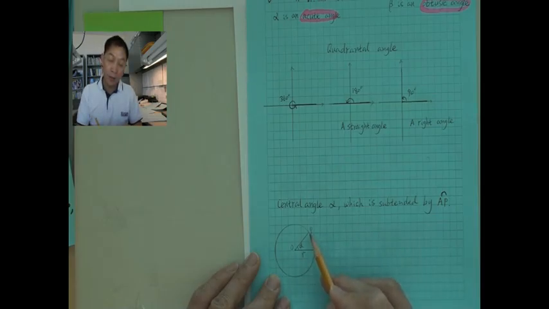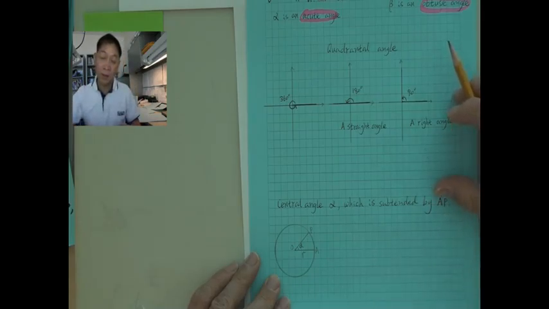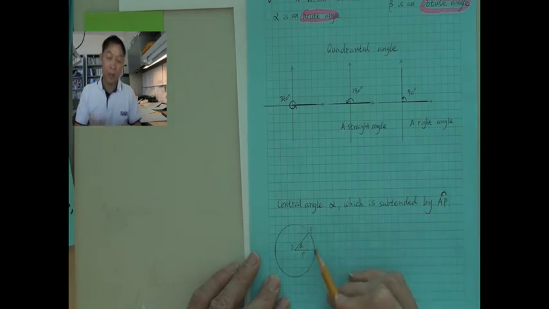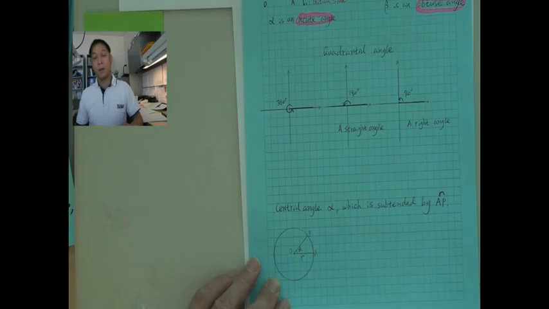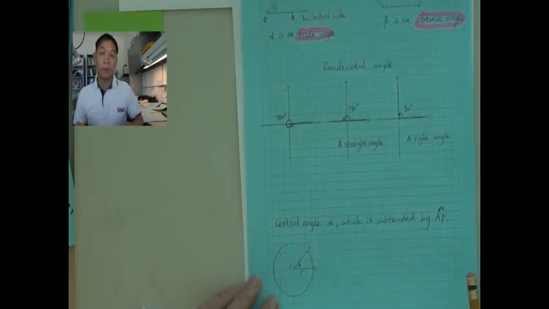Arc means this part. Okay? It's denoted by AP with a curve above it. Okay? Without it, that's probably a line segment. Okay? With an arc like that means arc AP. And here R is the radius. Okay. This is the case for the central angle.